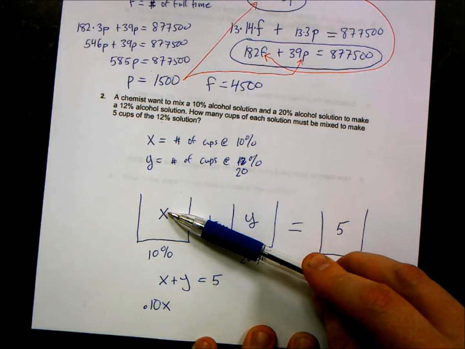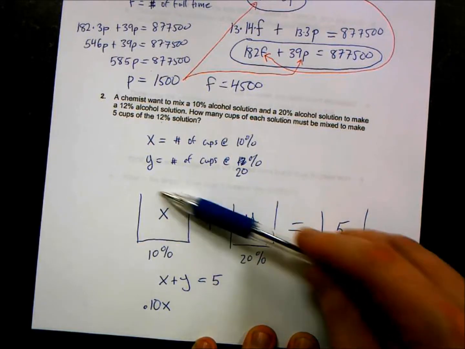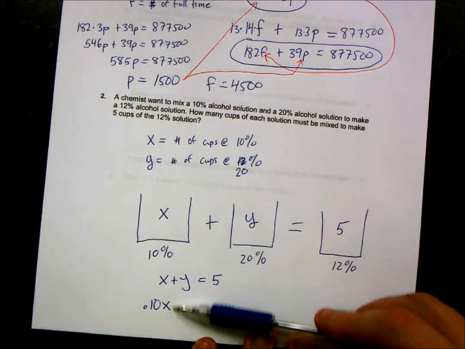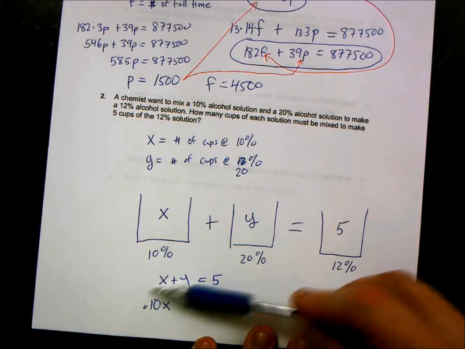And what's the rest of what's in that cup? What's the other 90% of the stuff? Water. That's right. So this cup has 10% alcohol, 90% water. So what this tells me is how much alcohol is in the cup.